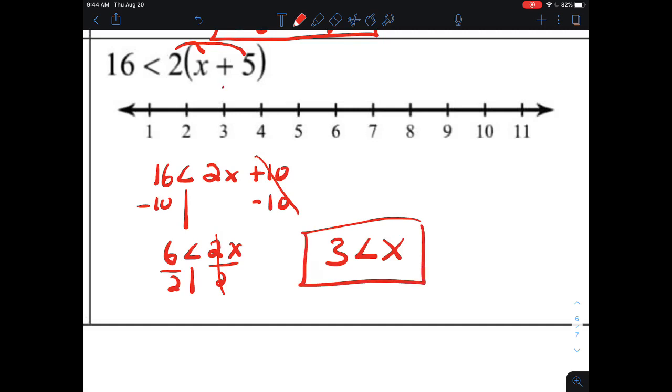So we're going to go to 3. It's an open circle because there's no line under the inequality sign. And since the inequality sign opens towards x, we're going to shade towards bigger numbers. So I'm going to shade towards the right.